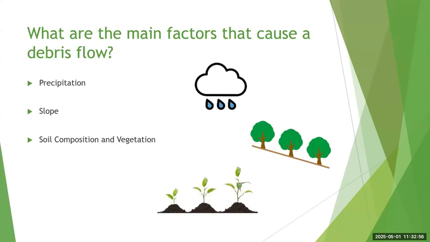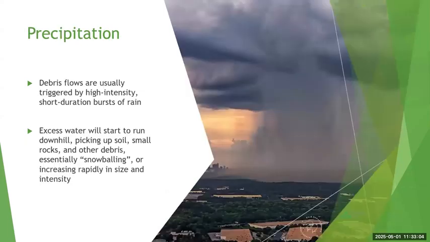And we're going to look at some of the main factors that cause a debris flow. These are precipitation, slope, and soil composition and vegetation. First off, we'll look at precipitation.